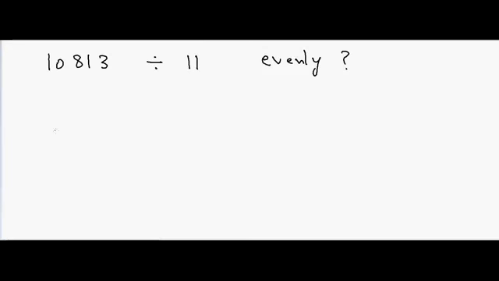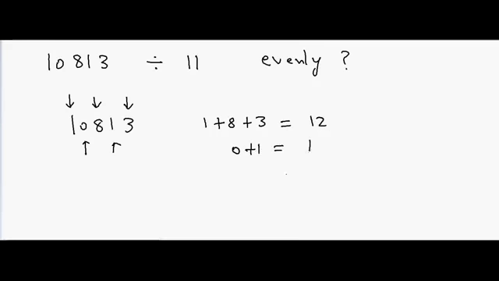In that case, I'll take 10813 and take the alternate digits 1, 8 and 3, and add them together. So 1 plus 8 plus 3 is equal to 12, and the other alternate digits, 0 plus 1, is equal to 1. If I subtract them both, I get 11, and 11 is divisible by 11, so this number should be evenly divided by 11.